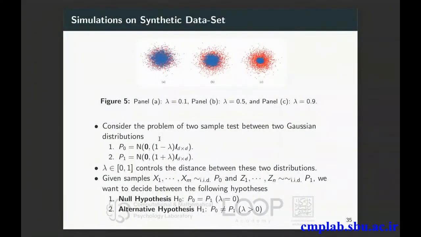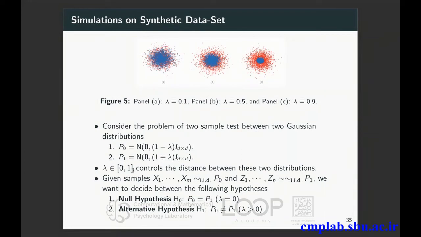So I want to show some simulations. First, I show simulations on a synthetic data set. For the synthetic experiments, I'm considering a hypothesis testing problem. Here I have two distributions. Both of them are multivariate Gaussian distributions, and the variance of this Gaussian distribution has a parameter lambda. This parameter changes from 0 to 1.